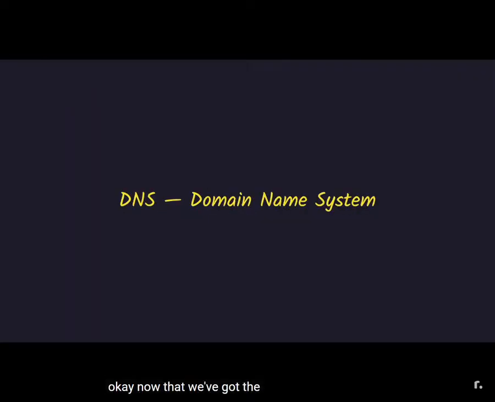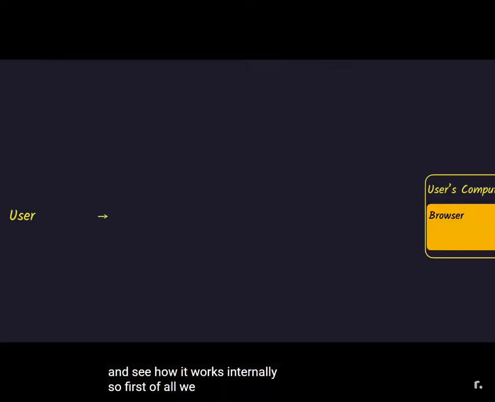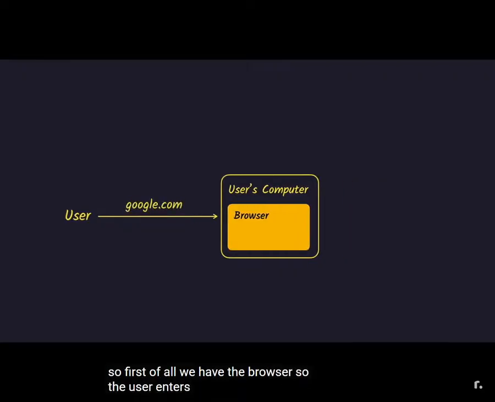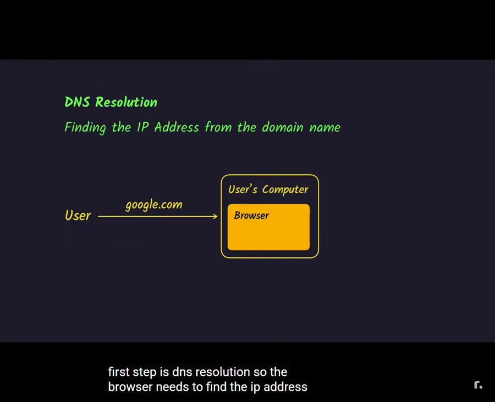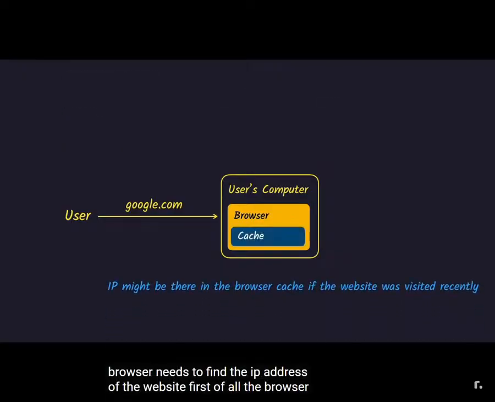Okay, now that we have got the high level understanding of the internet and how it works, let's look at the DNS and see how it works internally. So first of all, we have the browser. So the user enters the website in the browser and tries to open it. As we know that the first step is DNS resolution, so the browser needs to find the IP address of the website. First of all, the browser will look at the cache and see if it has the IP address of the website from any previous visits.